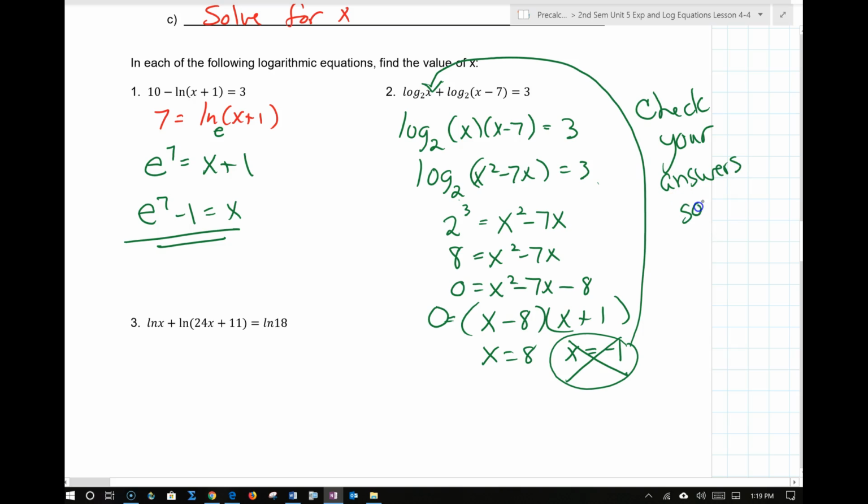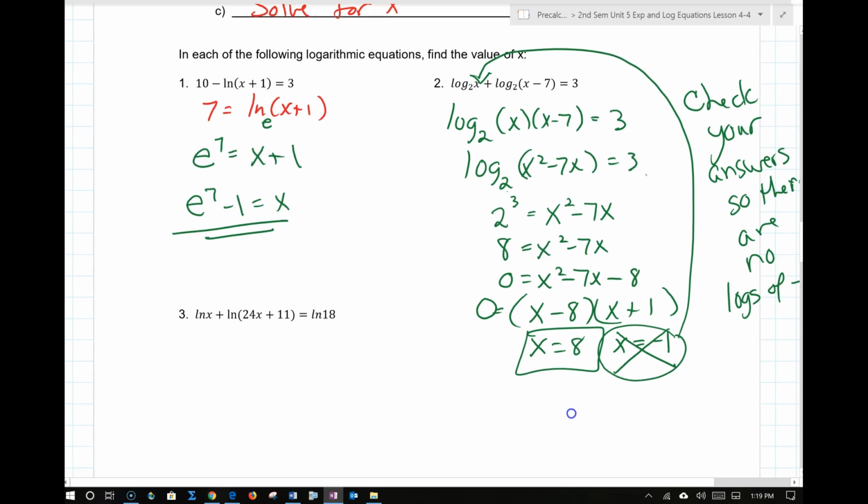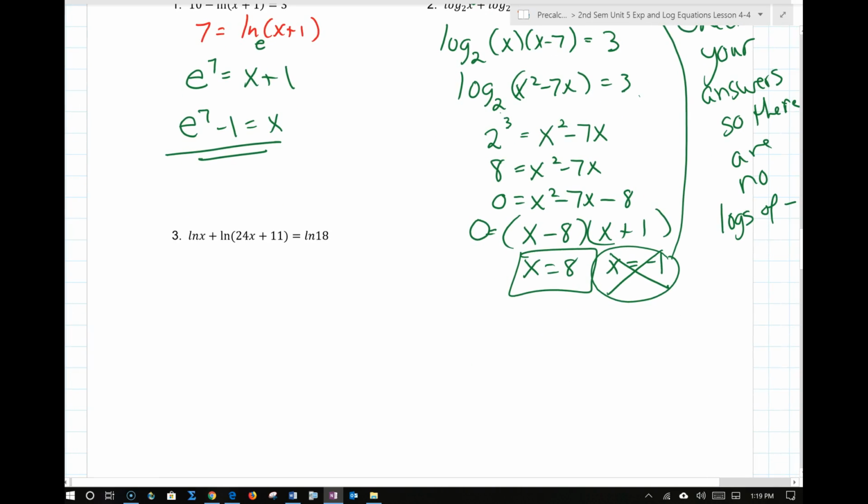So there are no logs of negative numbers. Okay, so if I plug back in negative 1, I get log base 2 of negative 1. It doesn't work. All right, so the only solution for this one is going to be x is equal to 8. All right, doing the same type of scenario, we're going to look at the next one.